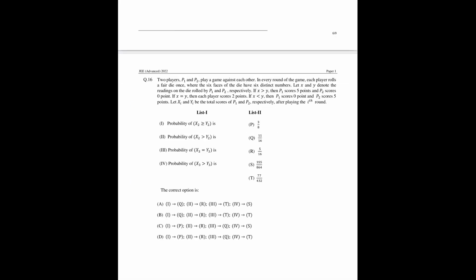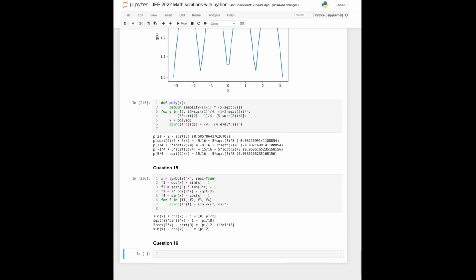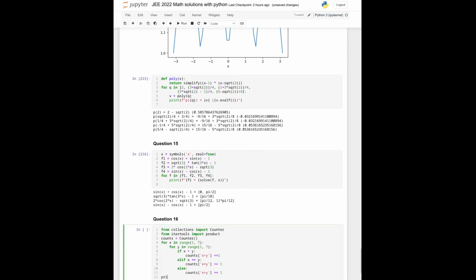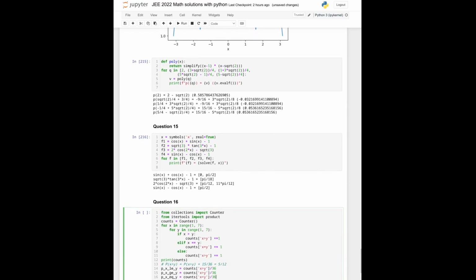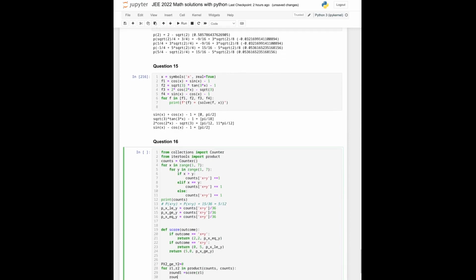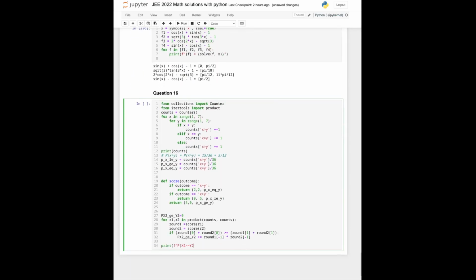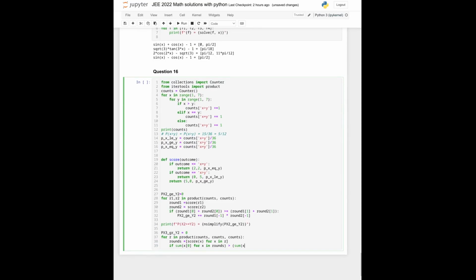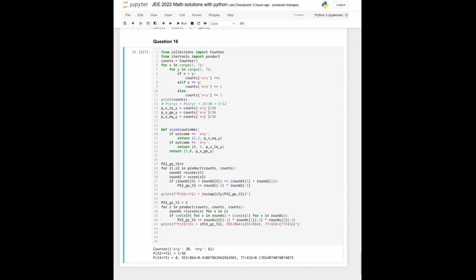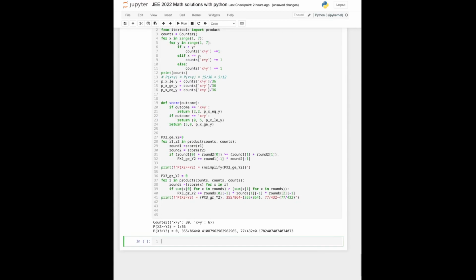Question 16. This is a probability question. Let us just simulate the entire thing in Python. Looking at the question, we can just evaluate the first and fourth option to find the answer. So the answer is option A.